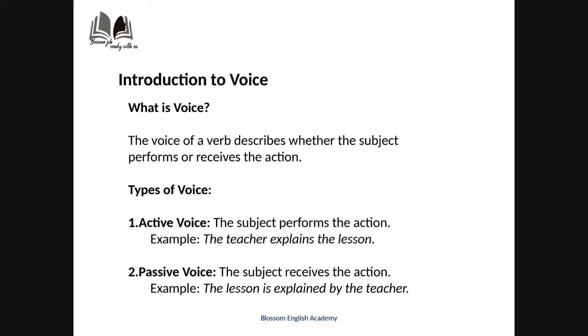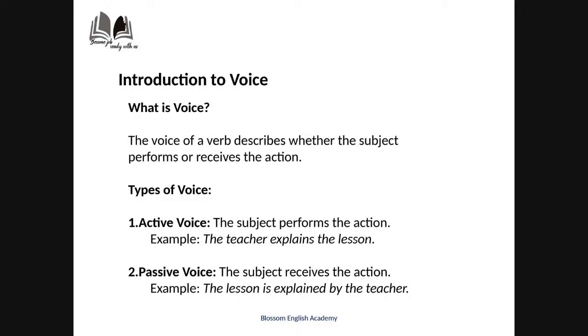So there are two types of voices. One is your active voice and the other one is your passive voice. In active voice, the subject will be the doer of the action, which means the subject is going to do something. Whereas in passive voice, the subject is the one on which the action is performed. So the subject is not going to do anything, but on the subject, an action is performed.